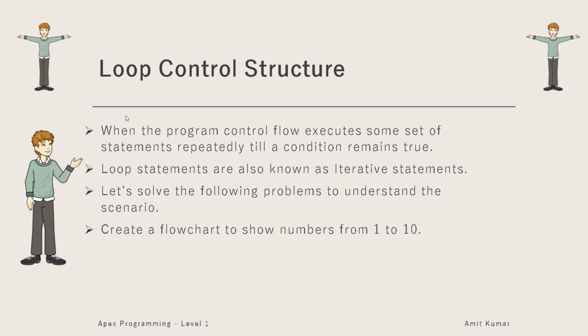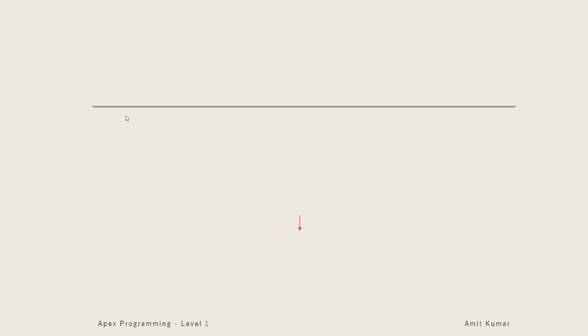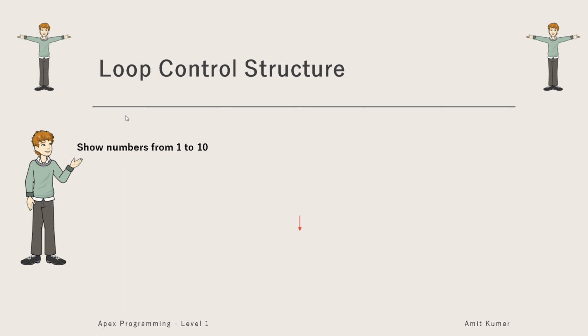Now create a flowchart to show numbers from 1 to 10. Create a flowchart to show the sum of the first 10 natural numbers and create a flowchart to show table of a number. So let's proceed. Now let's see how to show numbers from 1 to 10.